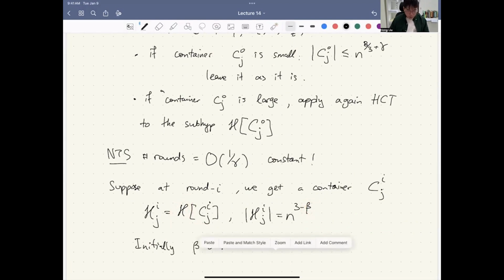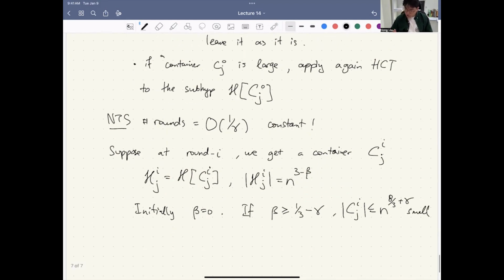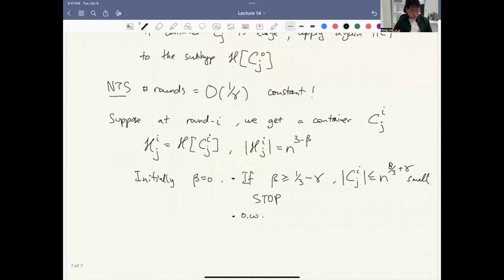Now, if beta is bigger than 1/3 minus gamma, then C_j^i is small, right? It is at most n to the 8/3 plus gamma, which is small. We stop. We don't do anything with the container. Otherwise, we apply hypergraph container to this hypergraph, H_j^i.